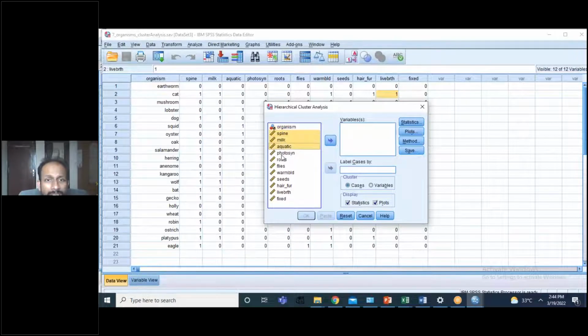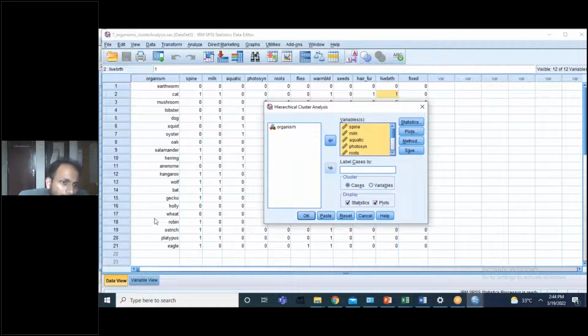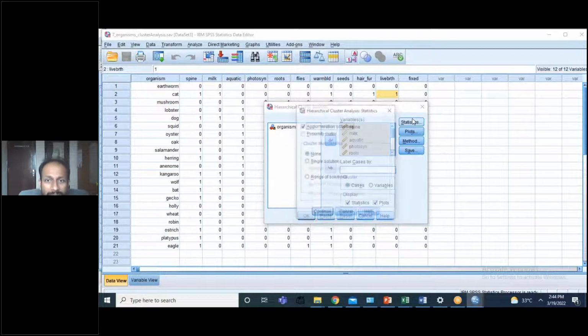So here you can see that, all right, bring those variables to the right-hand side. Please make a point that there are totally 21 cases here, 21 organisms that have been captured. Go to Statistics.